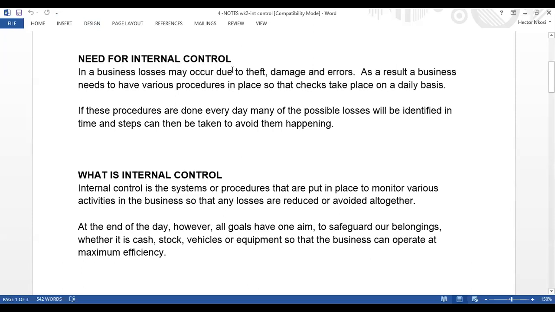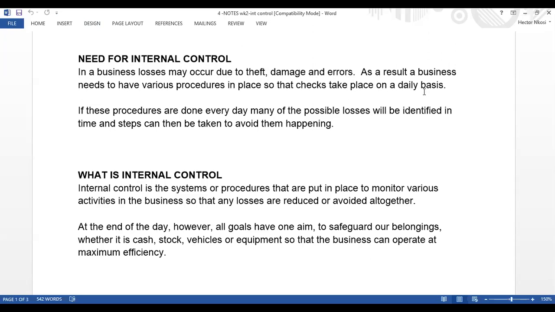In a business, losses may occur due to theft, damage, and errors. As a result, a business needs to have various procedures in place so that checks take place on a daily basis. So basically, if you've got internal control, you are trying to mitigate any risks that may happen in a business.